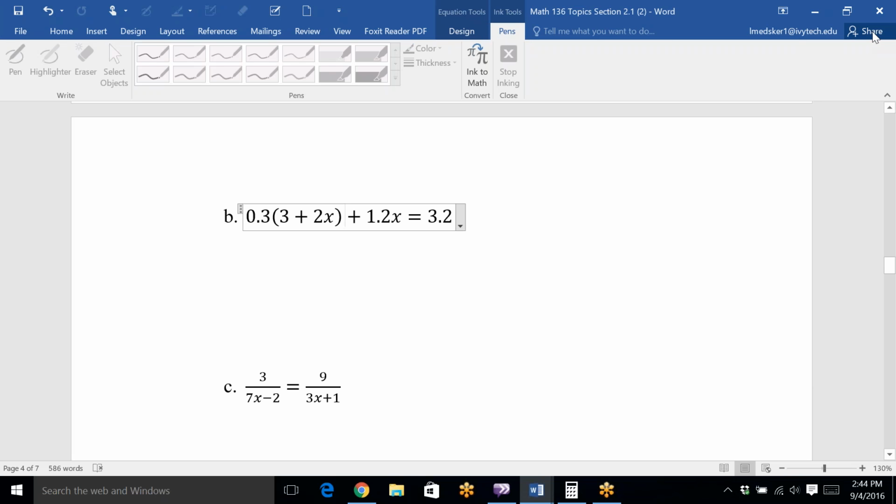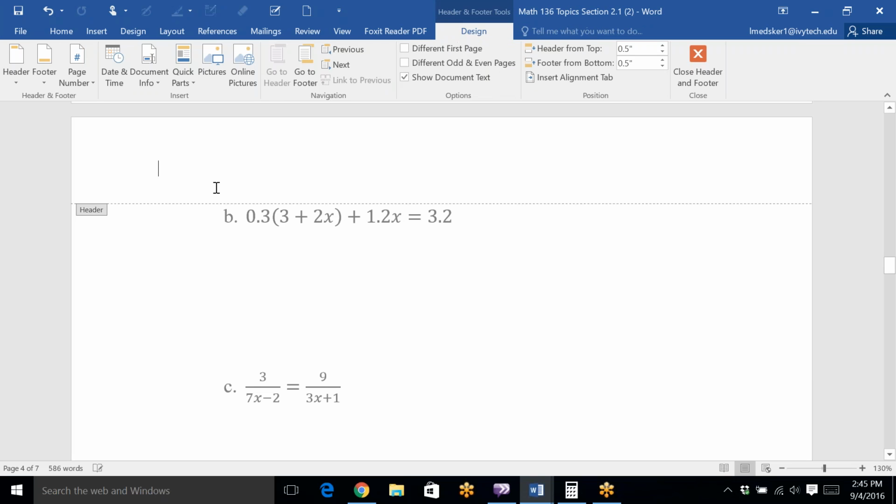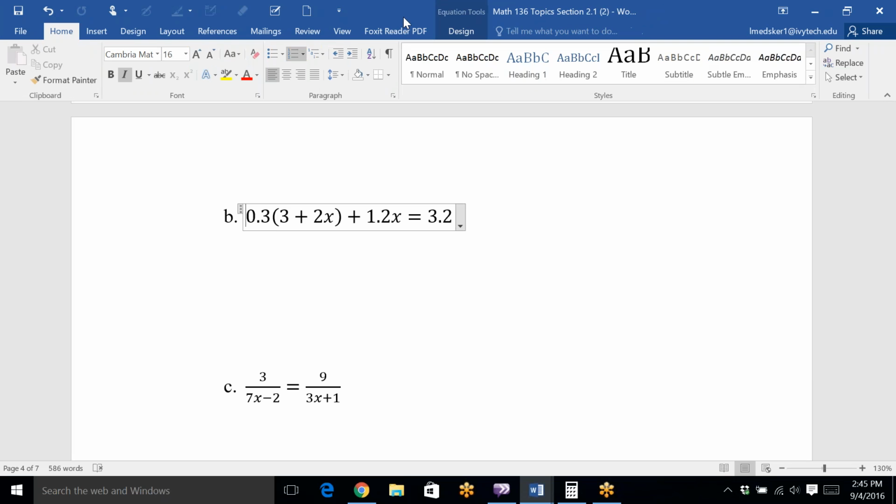Okay, this is the 2.1 notes. We did this in class, but we are going to go over the ones that we skipped over. They were just equations that we hadn't solved yet. Sorry, let me get off the header and footer. So I need to take my ink, and we're going to work through a couple of these.